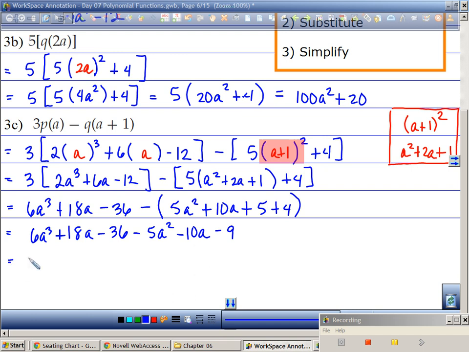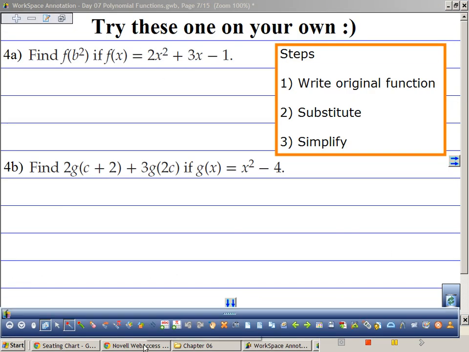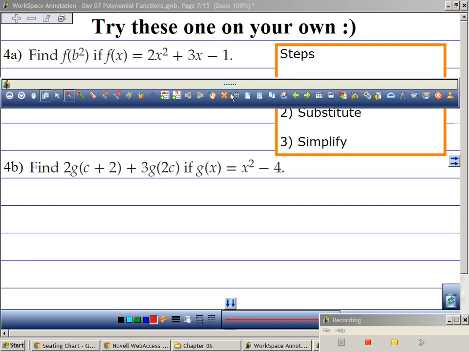All right, let's put it in descending order. What comes first? 6a cubed. What comes second? Negative 5a squared. What comes third? 8a, because 18a and negative 10a make 8a, minus 45, and that's our answer. Go ahead and copy these down. Okay, so I need you guys to try these two on your own.